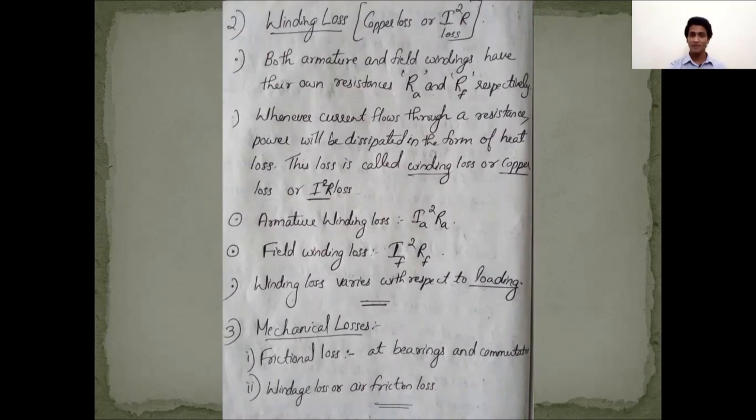Now let us move on to mechanical loss. There are mainly two types of mechanical losses: frictional loss and windage loss or air friction loss. Frictional loss occurs at the bearings as well as in the commutator brush combination. And windage loss: whenever my armature is rotating, there will be air friction against the motion of my armature, and that causes air friction loss or windage loss.